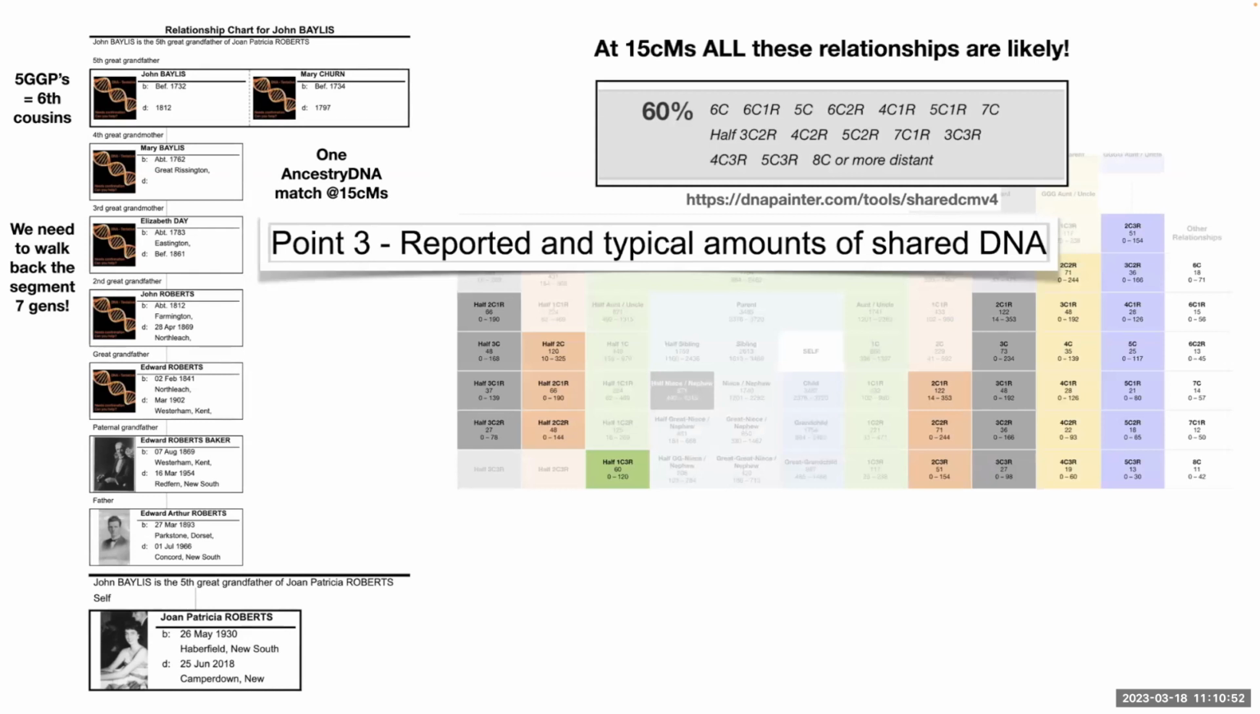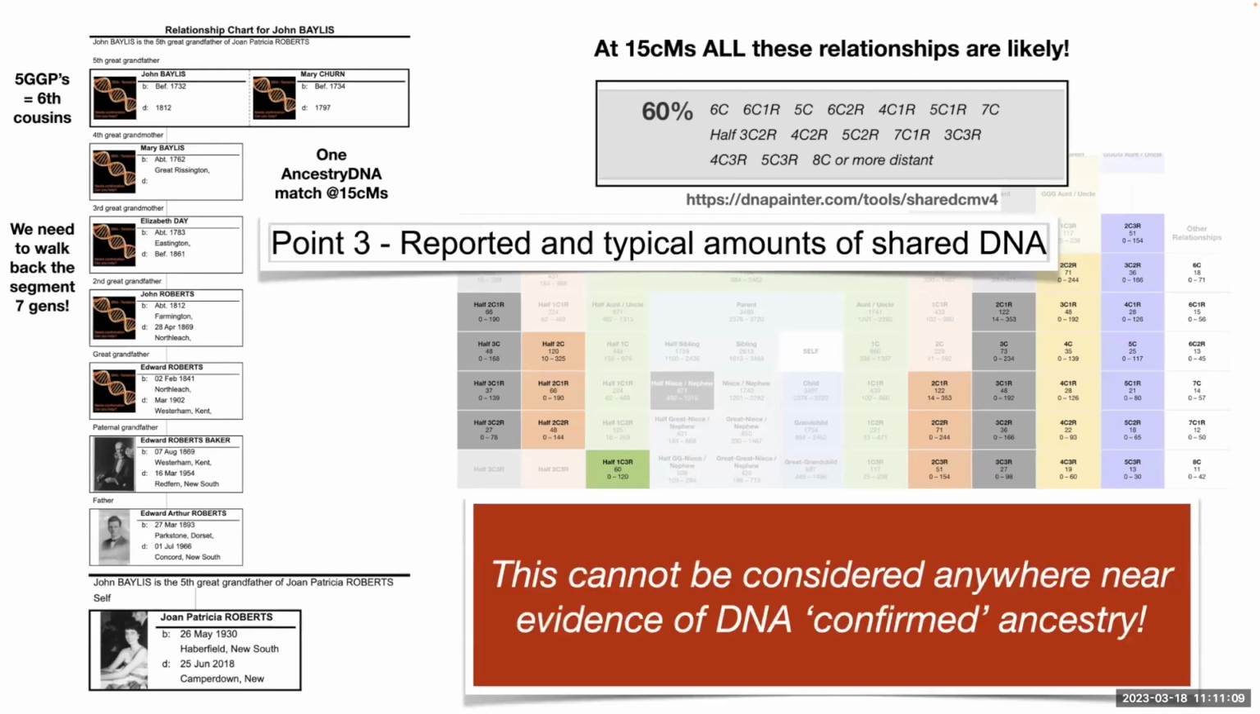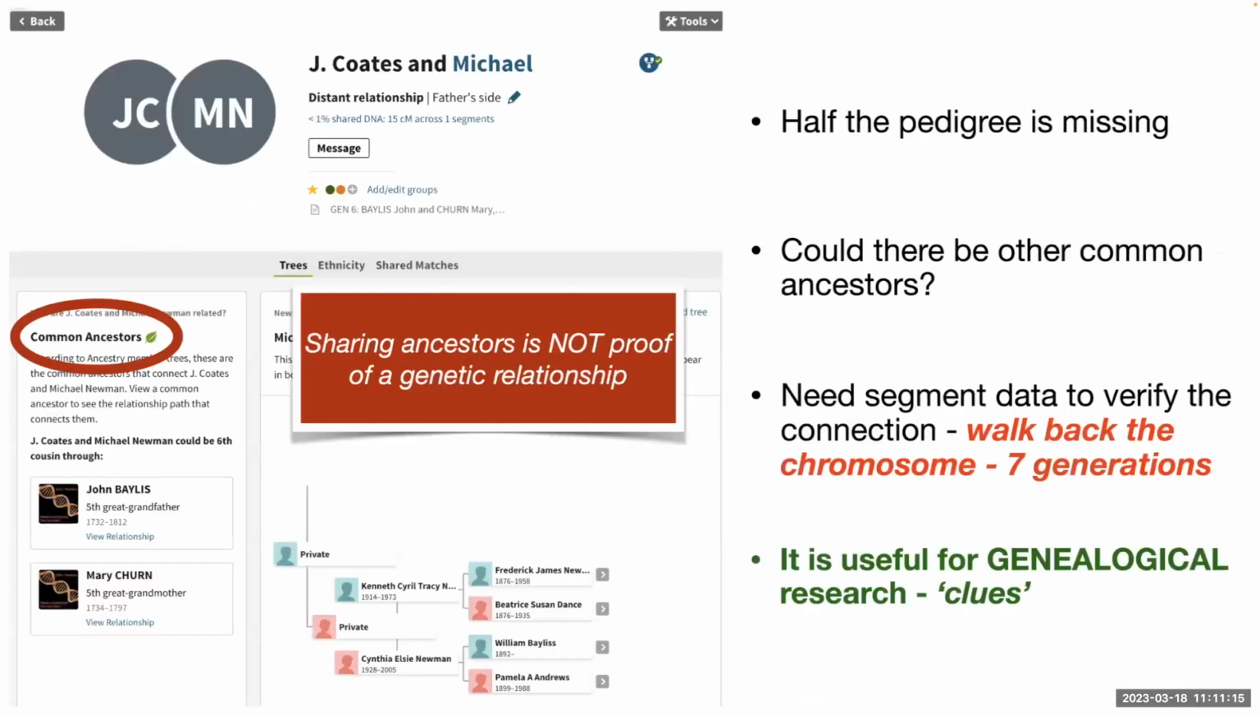And when you look at this match, it's 15 centimorgans, but in the Shared Centimorgan Project, it's a 60% chance of being right, but it's got all these other relationships that could be possible. So you really need to be thinking about whether that's correct. So I don't think a single match in isolation back that far can be considered DNA confirmed.